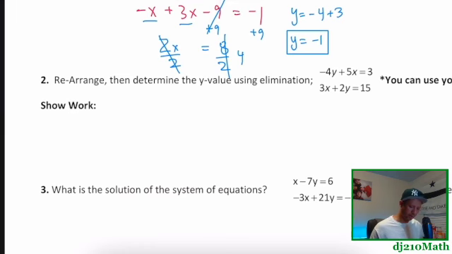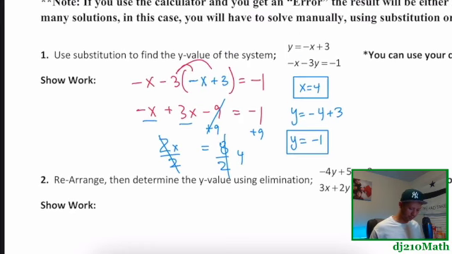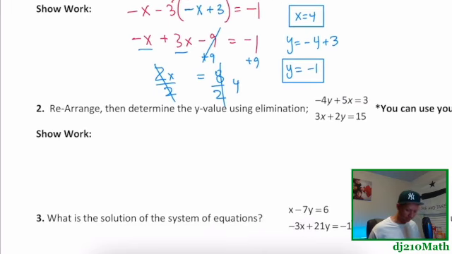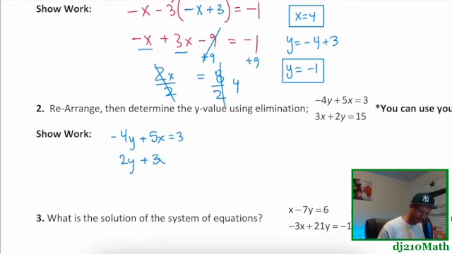Rearrange, then determine the y value using elimination. Okay, so we're looking for the y value. Step 1, we want to use the elimination, so we have to make sure all of our variables match up. Notice x and y are over each other. That is not good. We cannot do the elimination method right now. So I'm going to rearrange these. Negative 4y plus 5x equals 3. On the bottom, I'm putting the 2y under the y and the plus 3x under the x equals 15.